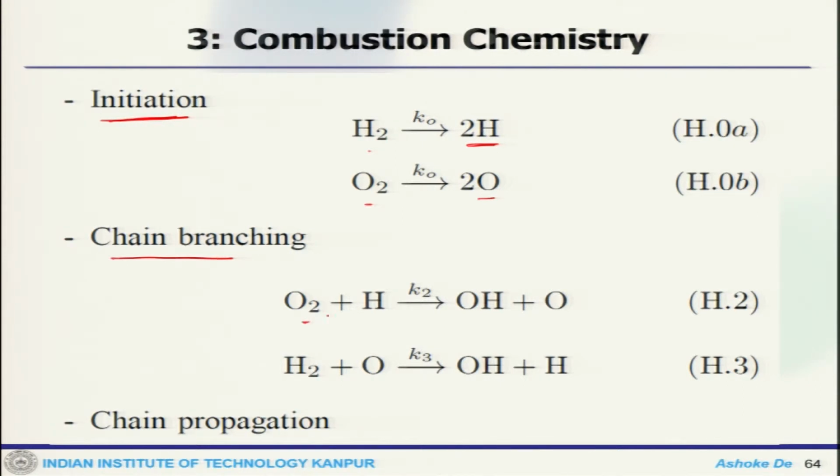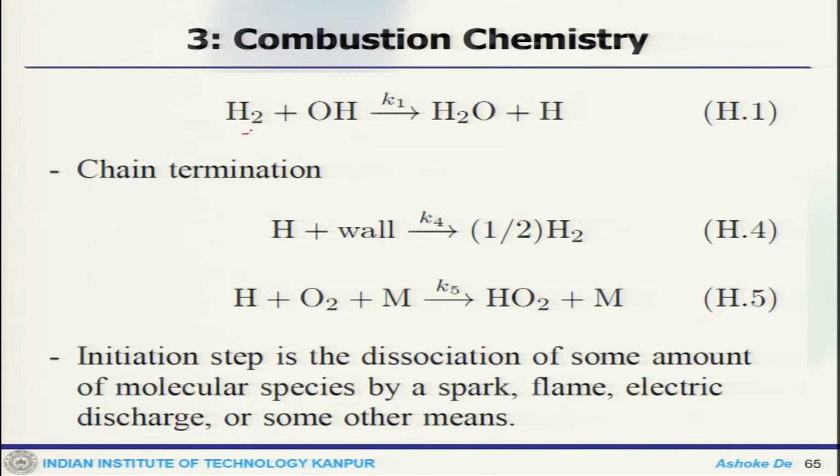Then O2 and H will combine to form OH and O, and H2 and O, which are formed at the initiation stage, will combine to form OH and H. If you look at this process, again you get another free radical, which is OH. Now, for the propagation, H2 will combine with OH to give H2O and H. These are the steps which will take place, and then finally the termination comes into the picture, where H goes to the wall and terminates, or H with oxygen will form HO2 and M.